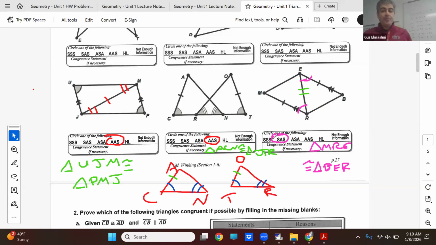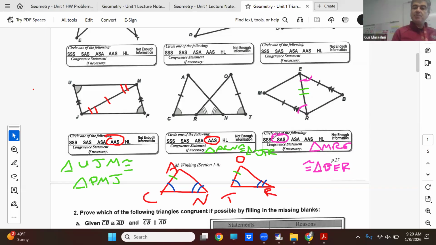Same. SSS. We don't know if ME equals RB though, right? We don't know that. But I do know, because of parallel lines, the arrow markings, I know these are the same angles I did in purple. And ER equals ER, right? So I know that.